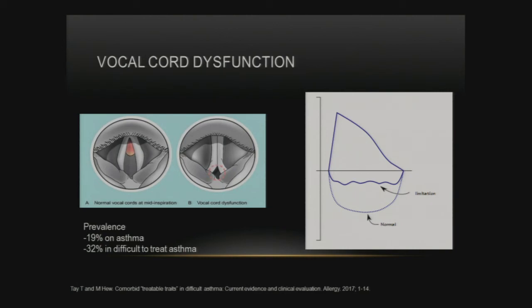What happens in vocal cord dysfunction is that during normal mid-inspiration, you have opening of the vocal cords. In vocal cord dysfunction, you have abnormal closure of them, causing the stridorous wheezing sounds that you might hear in a patient with vocal cord dysfunction. How that looks on pulmonary function tests that's different than asthma is that you'll see a flow limitation or flattening of the inspiratory limb, and that can give you a clue that you might be dealing with vocal cord issues.